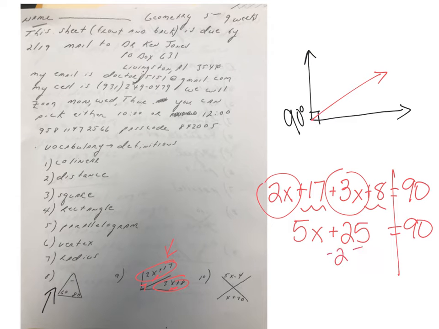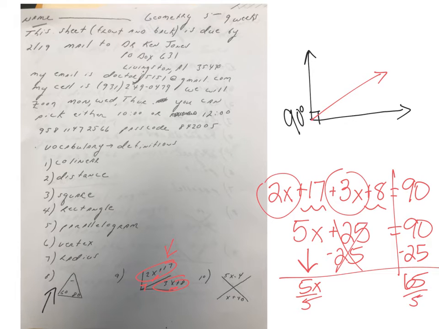And then we can subtract the 25 off both sides. That leaves me 65 on this side. Bring down my 5x on this side, and we would divide everything by 5. That's going to give me 13. So that tells me that x is equal to 13.